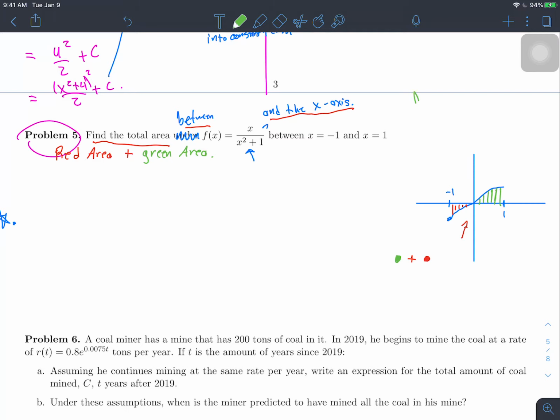I know that if I just take the integral from -1 to 1 of f of x dx, that's going to give me the green area minus the red area. Okay, so the trick that I'm going to use here is to say, well, the integral from -1 to 1 of f of x is the same as the integral from -1 to 0 of f of x dx plus the integral from 0 to 1 of f of x dx.